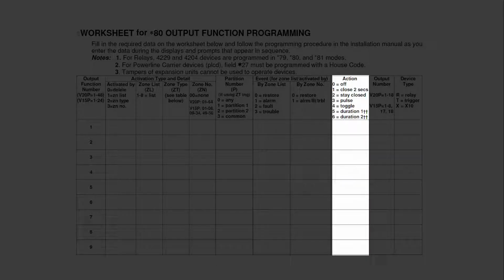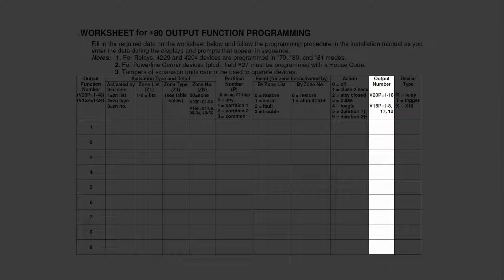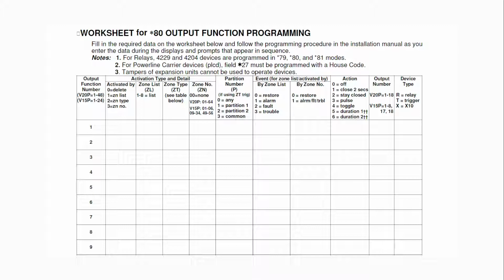The most common uses are close for 2 seconds and stay closed. Keep in mind that if your relay is wired normally closed in common, these actions will still change state of the relay and switch from the normally closed state to an open state. Also, for a stay closed action, you will need to program another output function to change the relay state back with an action of off. Press star. Lastly, enter your output number. This references the output number from field 79. If programmed in order, output number 1 will reference relay address 12, relay position number 1.